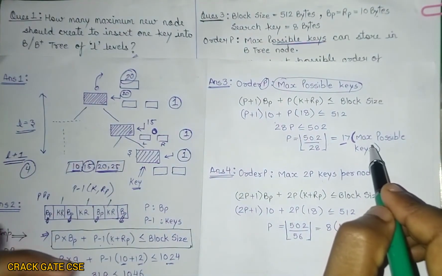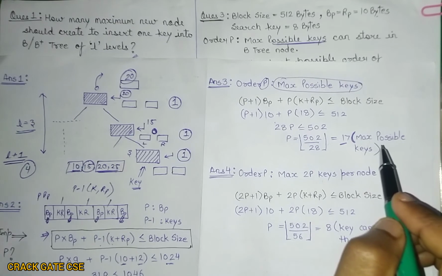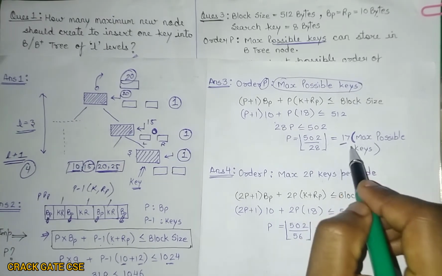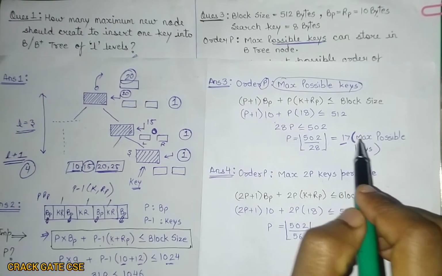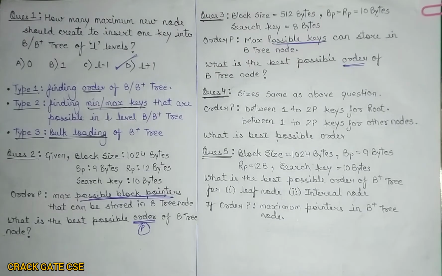In the same question they can ask what is the maximum possible block pointers. Then you have to increment this 17 by 1, so 18 block pointers should be there. So you have to understand all these variations.